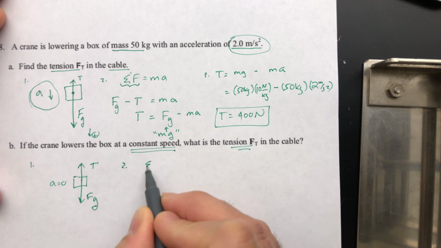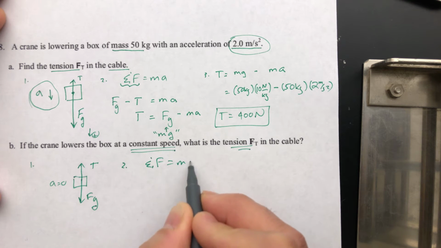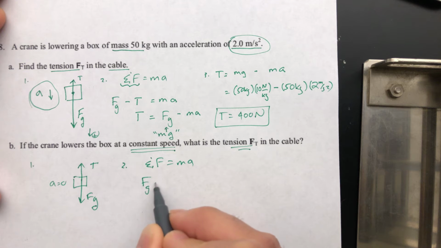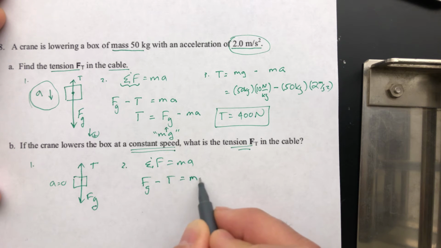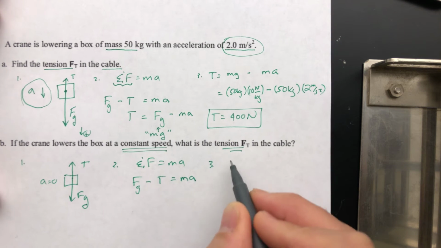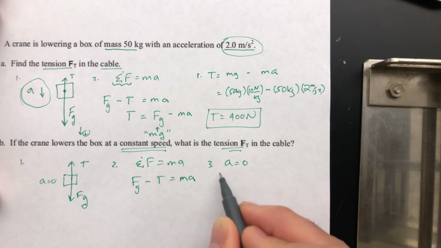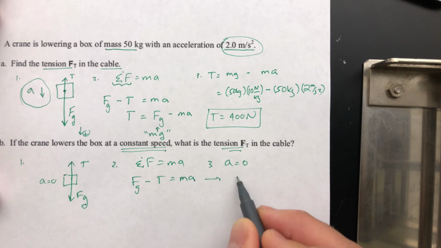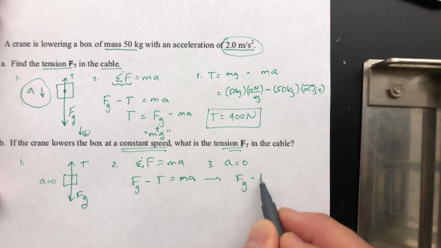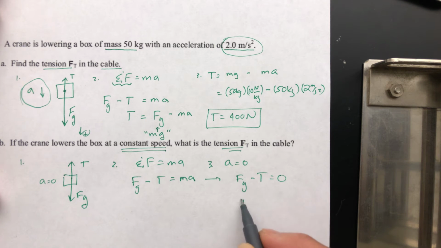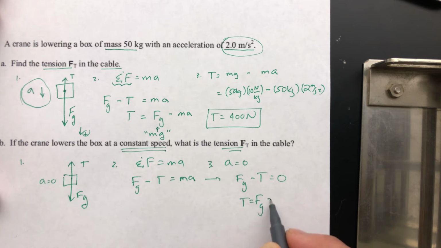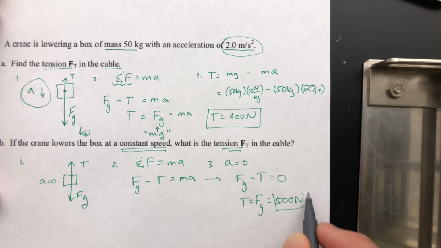Step 2, I write the sum of the forces is equal to ma. So I say Fg minus T is equal to ma. And then for 3, I'm going to plug in A is equal to 0 into my equation here, which then tells me that Fg minus T is equal to 0. Therefore, the tension in the cable is equal to the weight, which we calculated in the previous example to be 500 newtons.